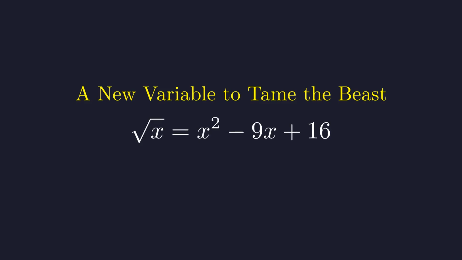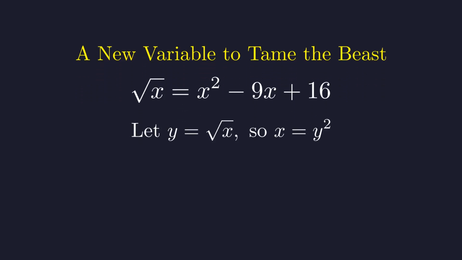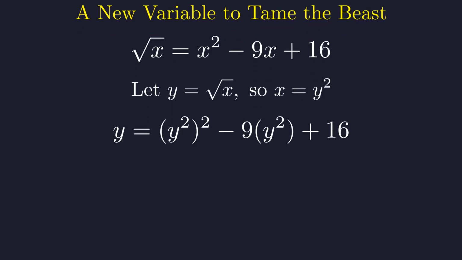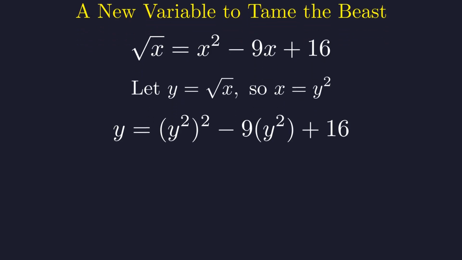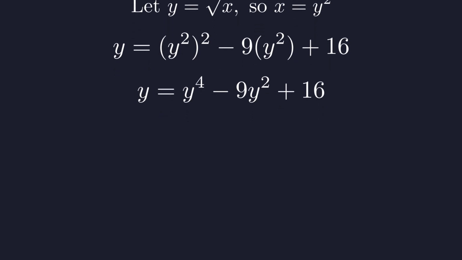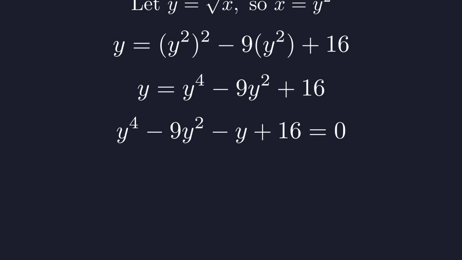Here is our equation. Notice the relationship between the terms involving x. With y equals the square root of x, it follows that x equals y squared. Now we substitute y and y squared into our equation. Simplifying the powers gives us this. And rearranging gives us a new quartic equation, this time in the variable y.